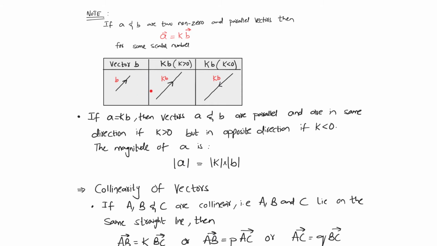And the magnitude of vector A is also going to be the same scalar multiple times the magnitude of vector B. So if I know that vector A was twice the vector B, then the magnitude of vector A is also going to be twice that of vector B. The length of vector A is going to be double that of vector B. So if the k value was 2, then the vector length is also going to be 2 times.